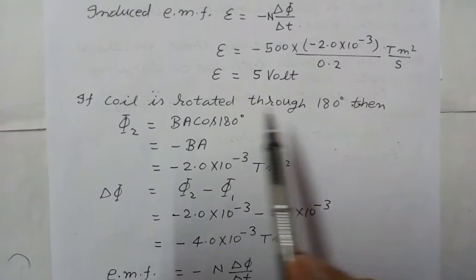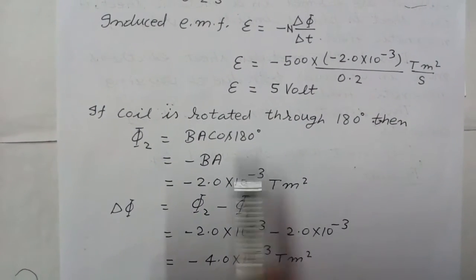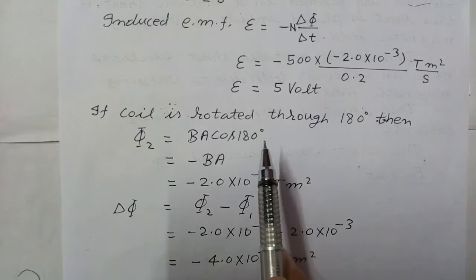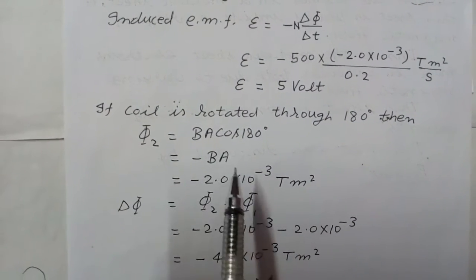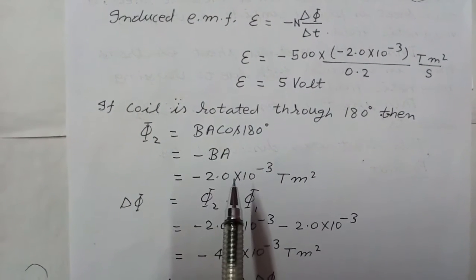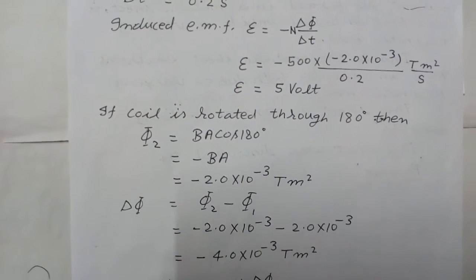If the coil is rotated through 180 degrees, then phi 2 is equal to BA cos 180 degrees. Now cos 180 is equal to minus 1, so phi 2 is equal to minus BA. This is equal to minus 2.0 × 10^-3 Tesla meter square, as calculated earlier.